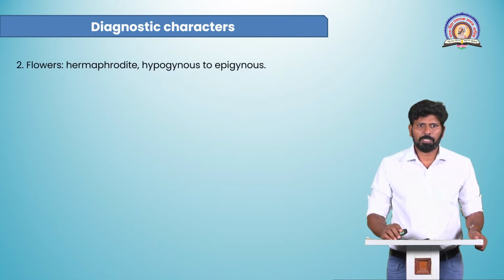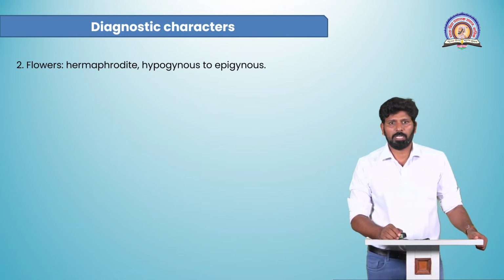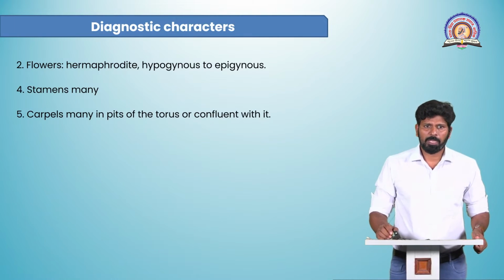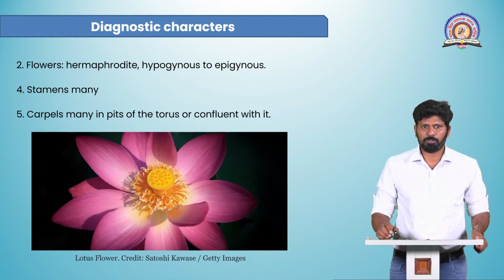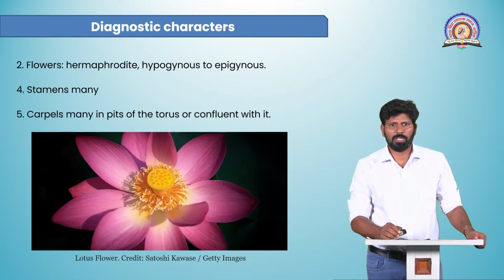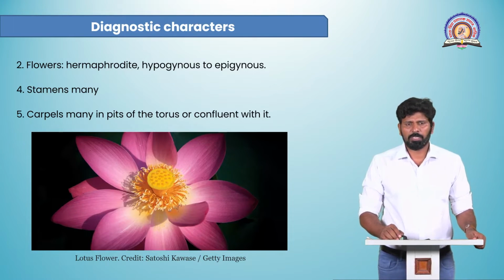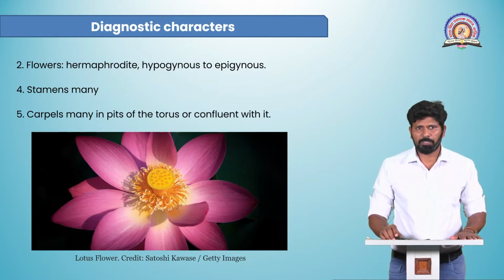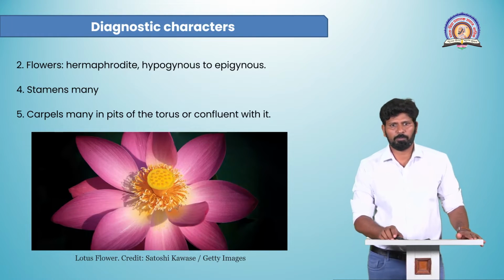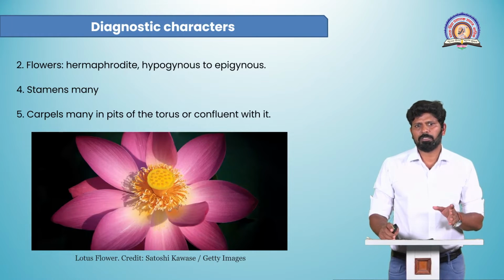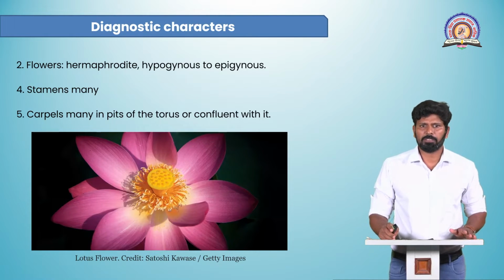peltate leaves. Second, flowers are hermaphrodite, hypogynous to epigynous. Then stamens are many. Carpels are many in pits of the torus or confluent with it. So just look at this picture. So second diagnostic character is that flower is hermaphrodite. So the flower in which male and female organs or reproductive organs are together, then we call it as a hermaphrodite type of condition. So we can easily understand the hermaphrodite type of condition in this flower.